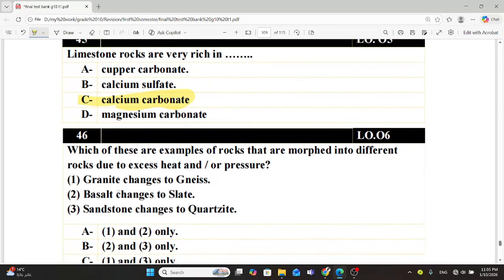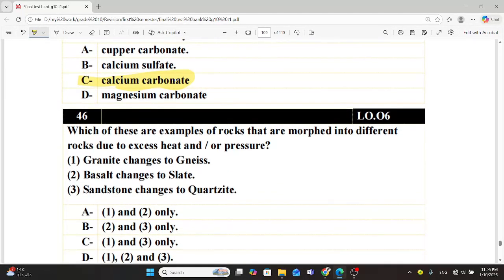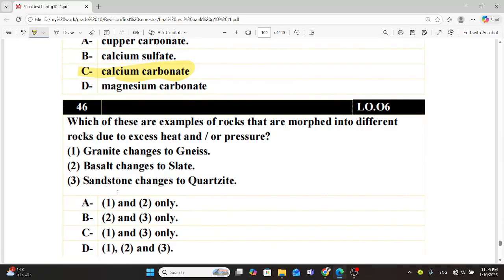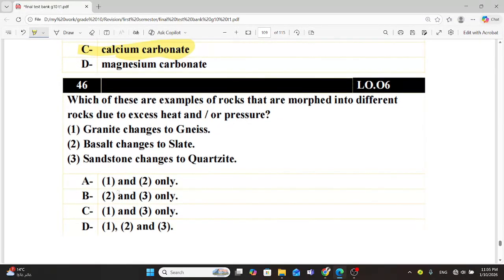Which of these examples of rocks are morphed into different rocks due to excess heat and or pressure. Granite changes to igneous while basalt to slate while sandstone changes to quartzite. 1 and 2 only ولا 2 and 3 only. Granite changes to igneous ولا basalt changes to slate ولا sandstone changes to quartzite. طبعا sandstone changes to quartzite ماشي، والجرانيت changes to igneous يبقى ايه 1 and 3 only.